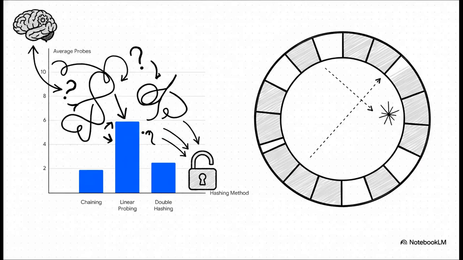And I mean, the numbers really don't lie. Take a look at this chart. This shows what happens when the table is 90% full, a really stressful situation. With linear probing, you're averaging 5.5 checks just to find a spot. That's not great. But with double hashing, you're down to just 2.5. It stays way more efficient, even when space is really tight.